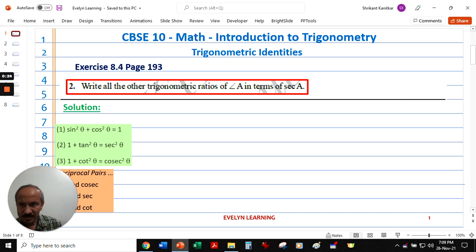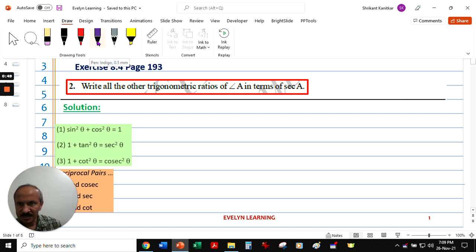I have chosen question number 2, which says write all the other trigonometric ratios of angle A in terms of secant A. I put a red rectangle on this question because this question requires the attention of the students, number one, and number two, question is also important from the point of view of the examination. So let's solve this question.